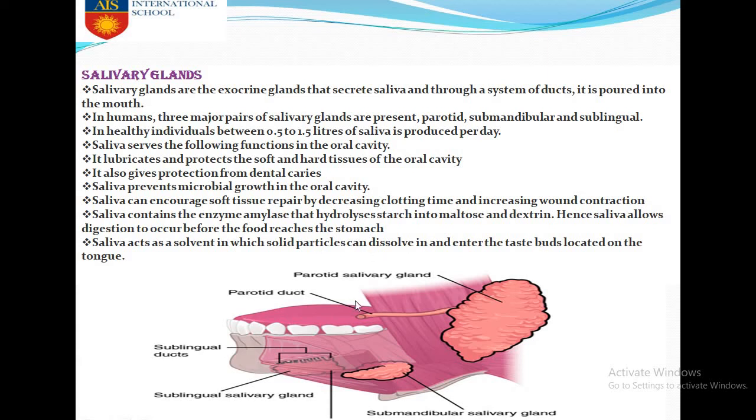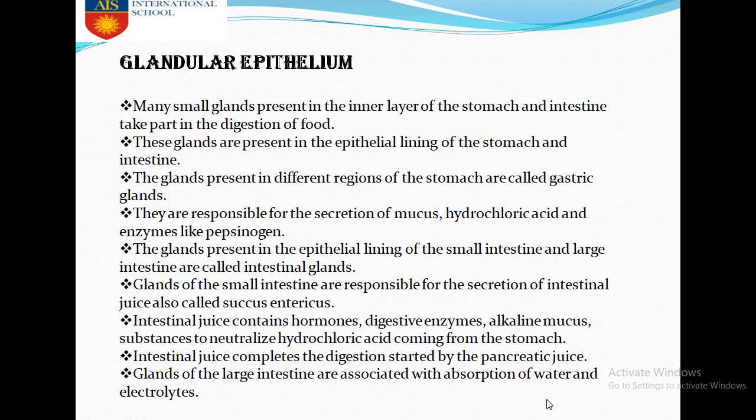Clear? Now there are three major pairs of salivary glands: parotid, submandibular and sublingual. The parotid is beneath the ear, then the submandibular and sublingual. Clear? Now, glandular epithelium: many small glands are present in the inner layer of the stomach and take part in the digestion. These glands in the epithelial lining of the stomach help in the digestion of food, carbohydrate, protein and fat.